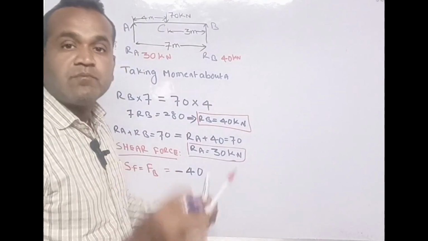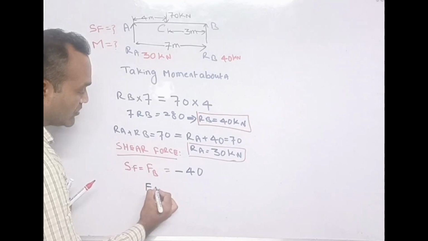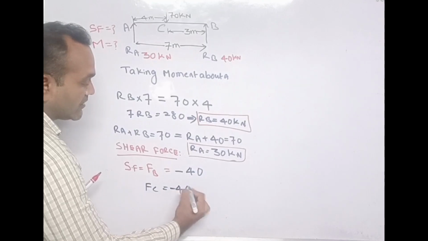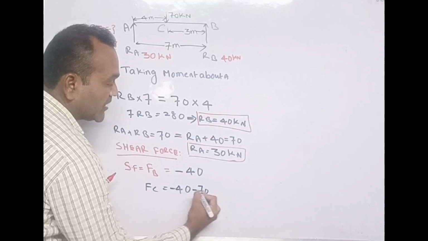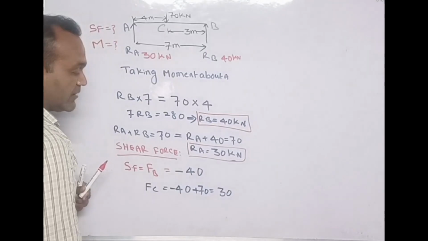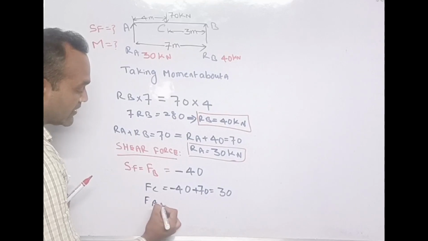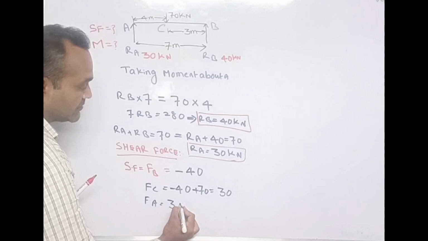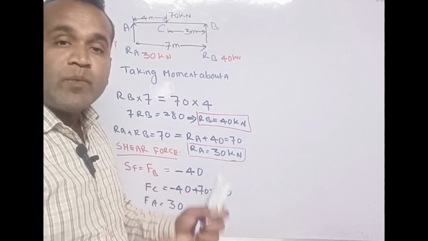In the next step, we will find the shear force at C. Shear force at C equals to, we have minus 40, then 70 downwards, minus 40 plus 70, it means it will be 30, which is positive. Then shear force at A. What is the reaction here? 30. In the next step, we will find moment.